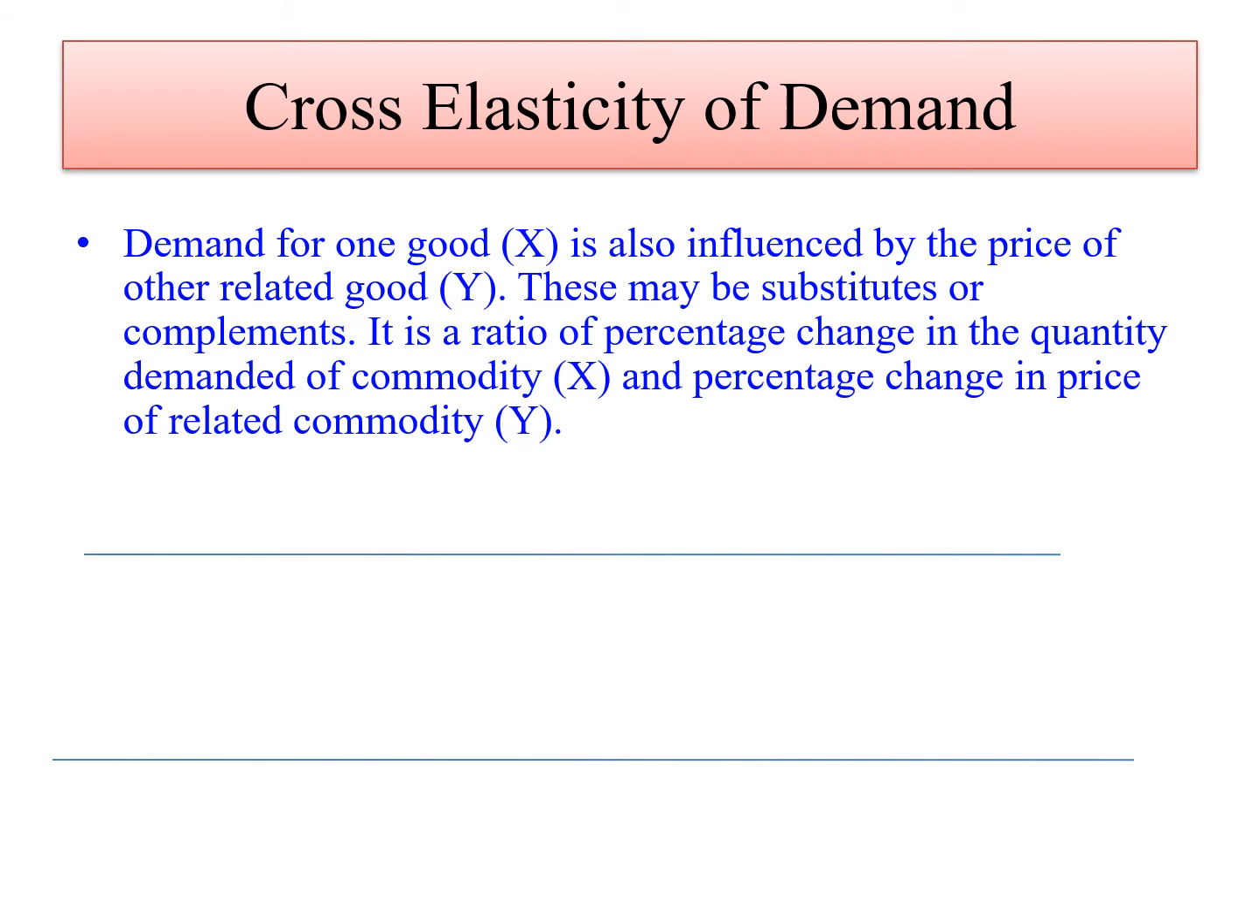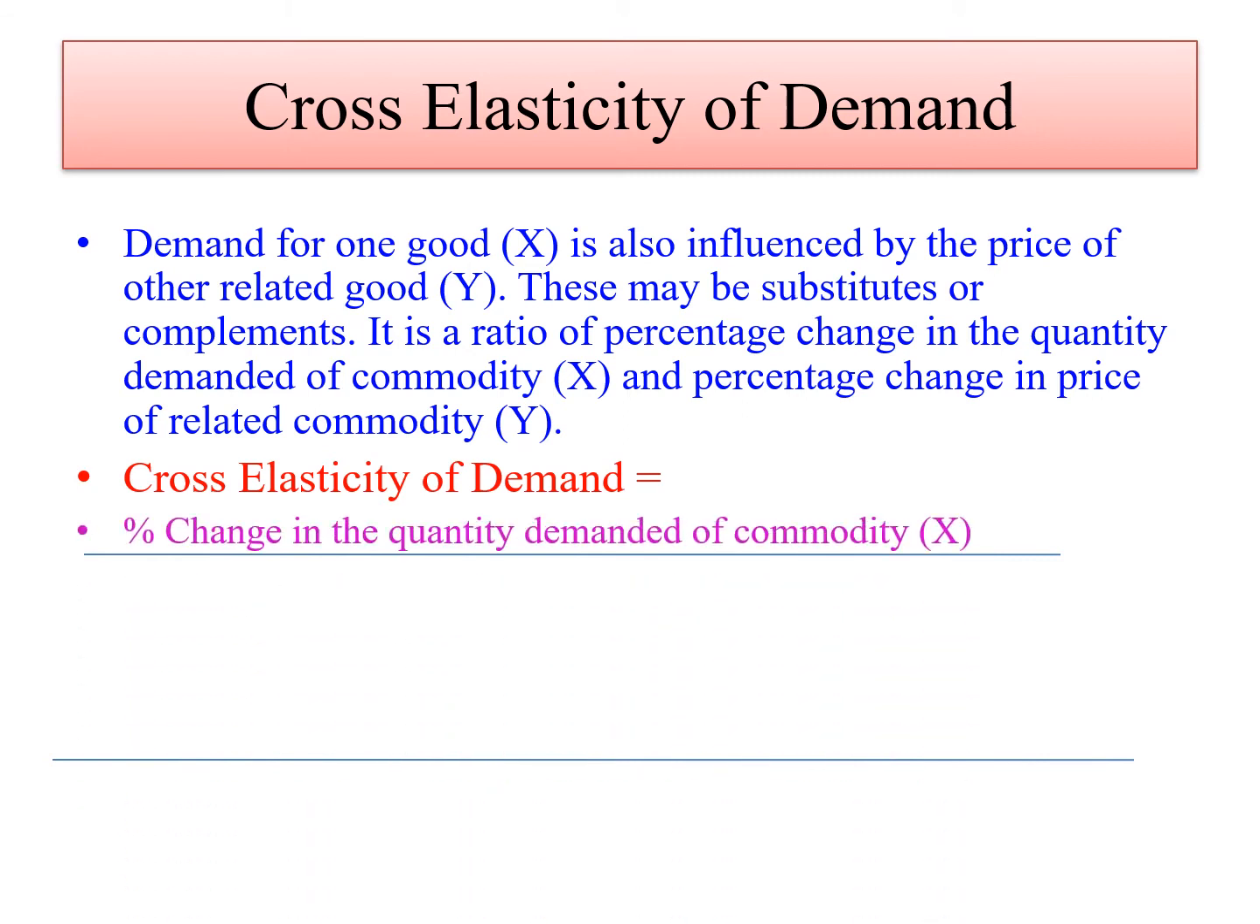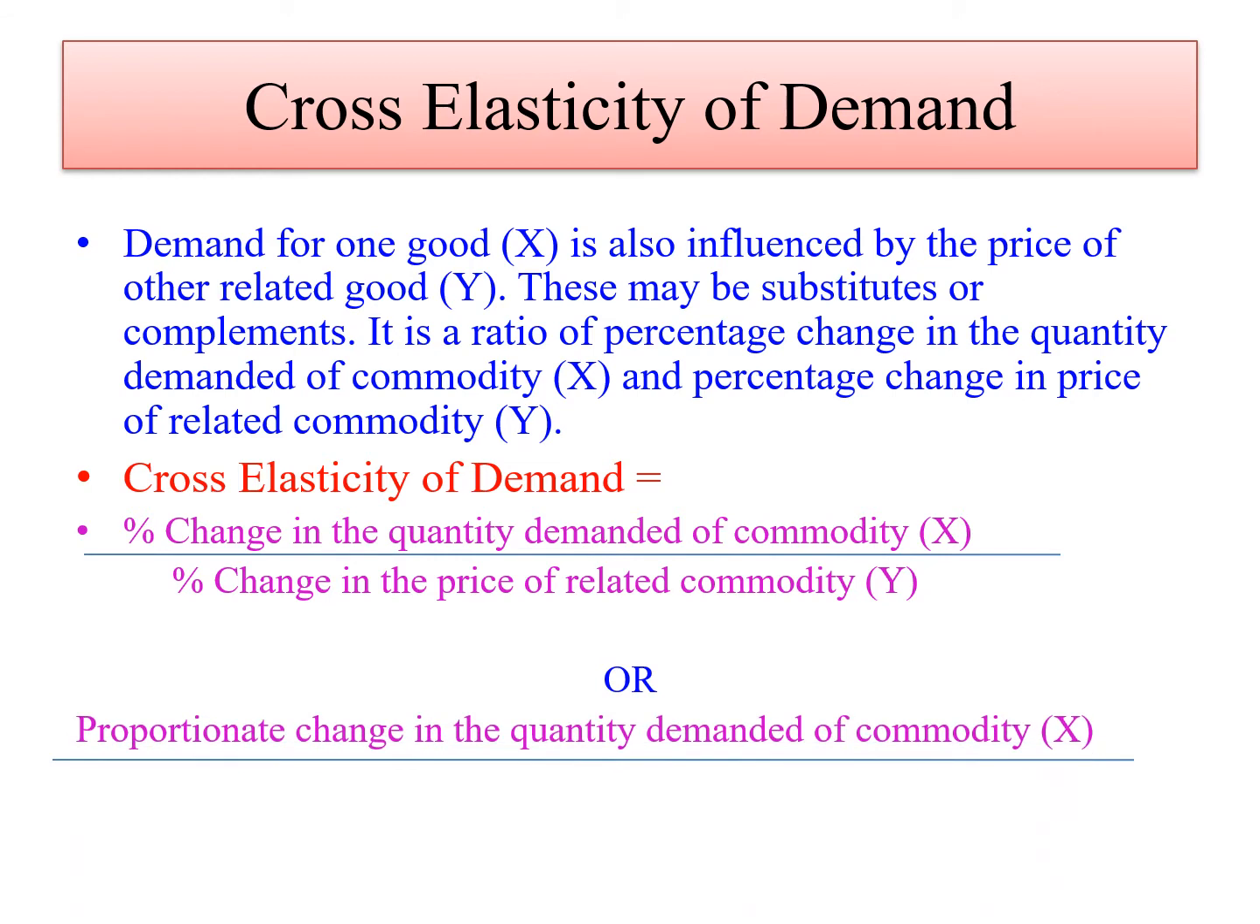It is the ratio. So there is a formula to calculate the cross elasticity of demand, and that is percent change in the quantity demanded of commodity X divided by percent change in the price of related commodity Y. Or there is another one also, and that is proportionate change in the quantity demanded of commodity X divided by proportionate change in the price of related commodity Y.